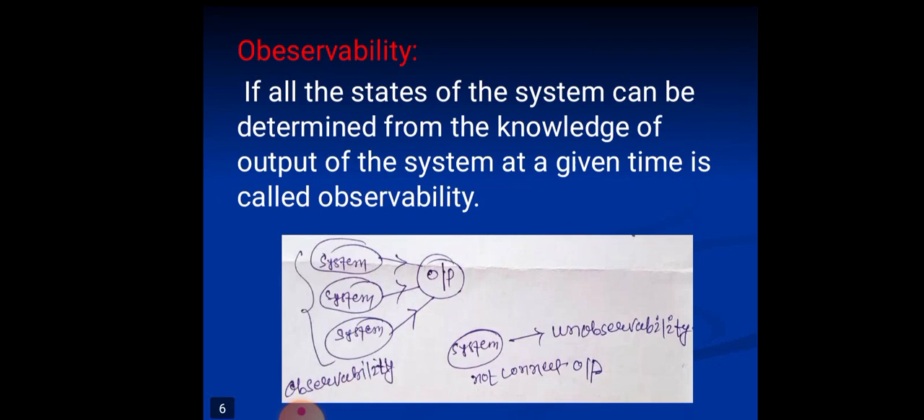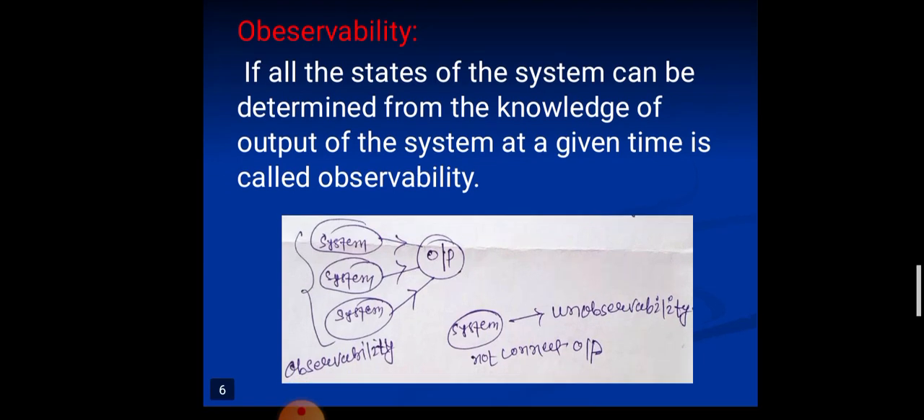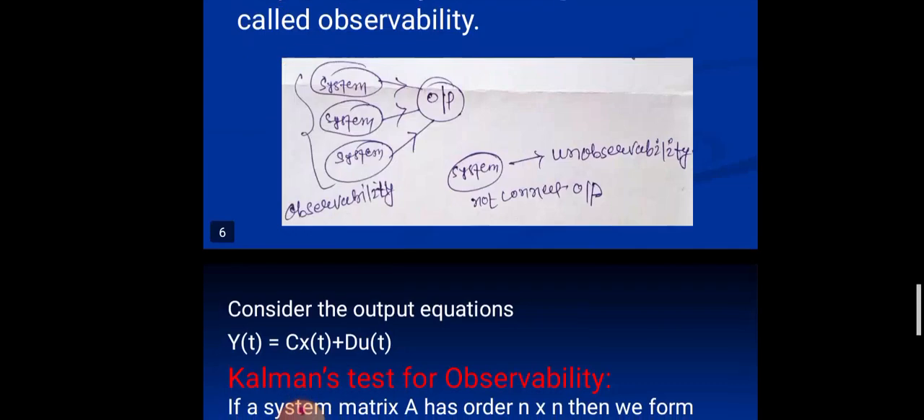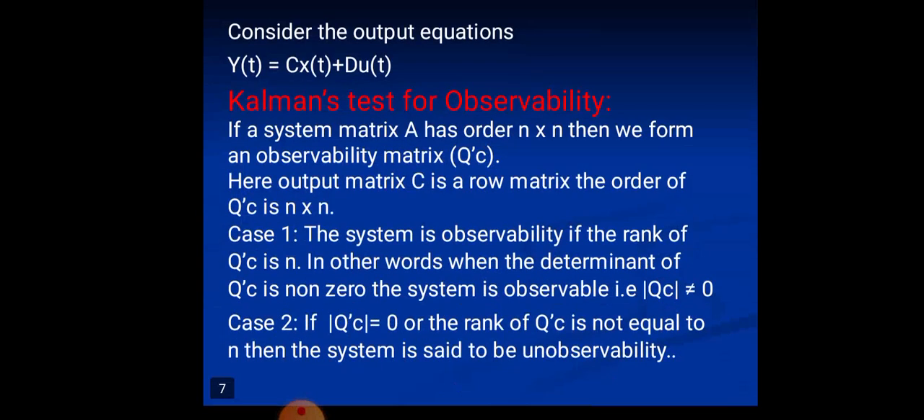Next, observability. If all the states of the system can be determined from the knowledge of the output of the system at a given time, it is called observability. Here, three systems are connected to the output, that is called observability, and one system is not connected to the output, that is called unobservability of the system. Consider the output equation y(t) equal to Cx(t) plus Du(t).